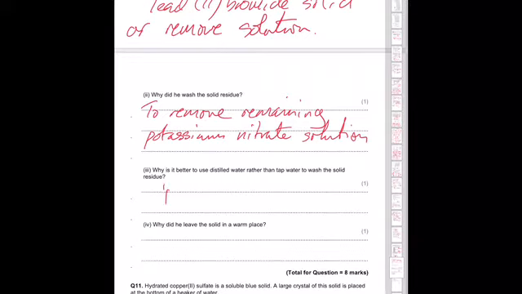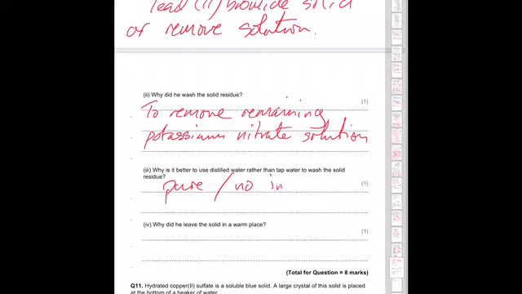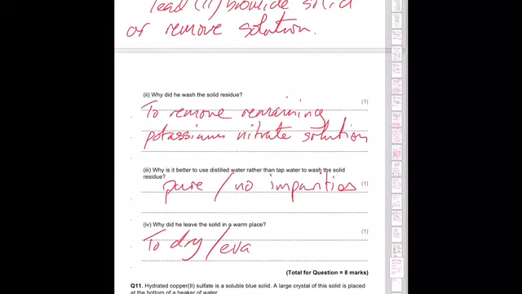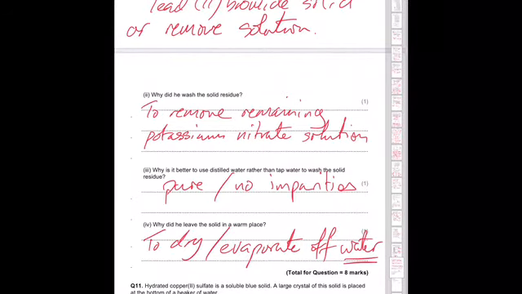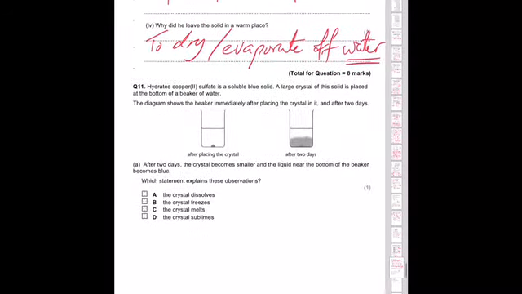Why is it better to use distilled water? Well, distilled water has no impurities in it, so something about no impurities in there. There's no dissolved ions in distilled water. So something about the purity of it. Why was it left in a warm place? Well, you want to dry it because you want to evaporate off the water. Remember, it's been washed with distilled water, so it's the water you want to drive off.